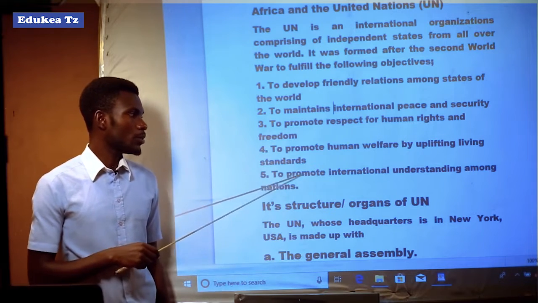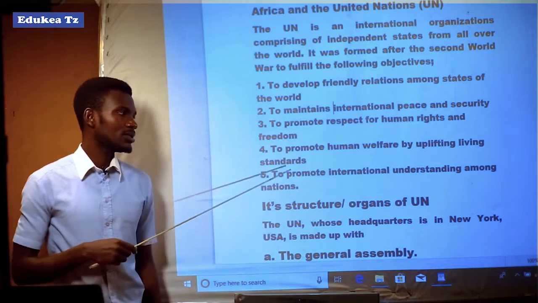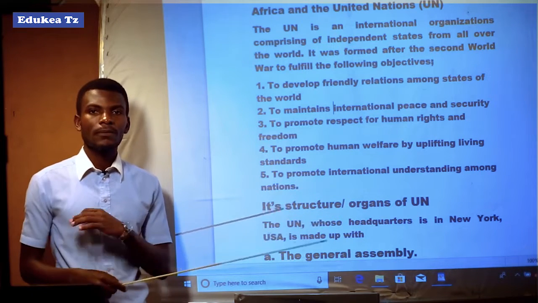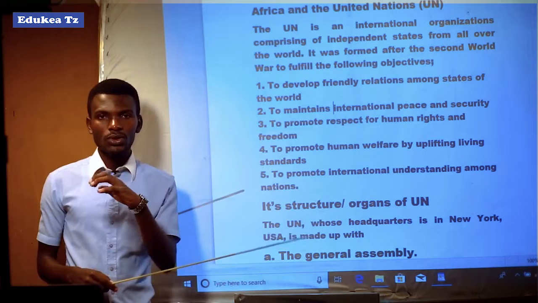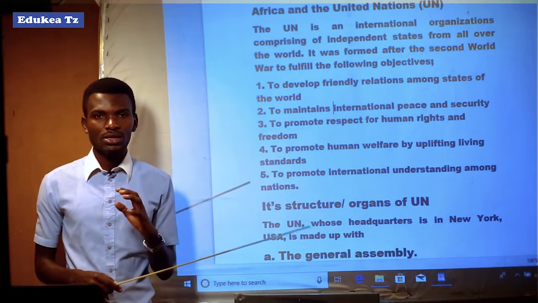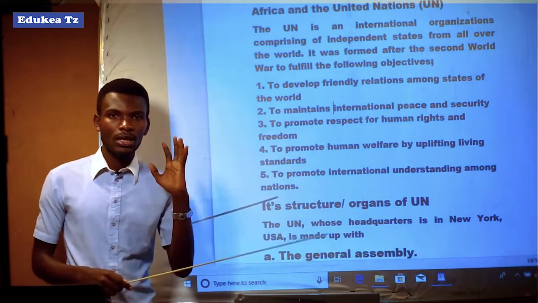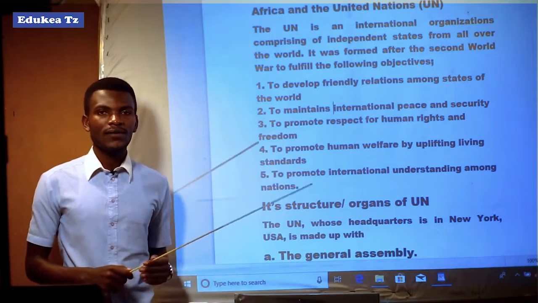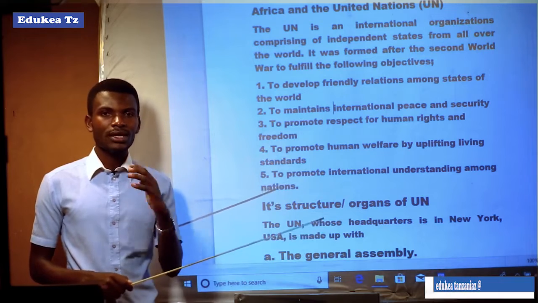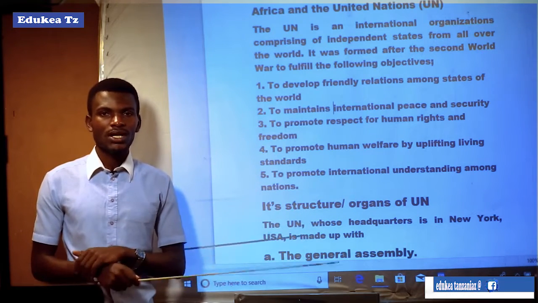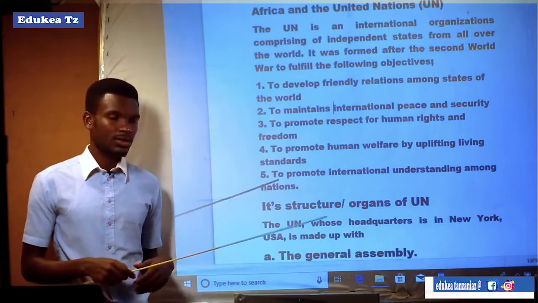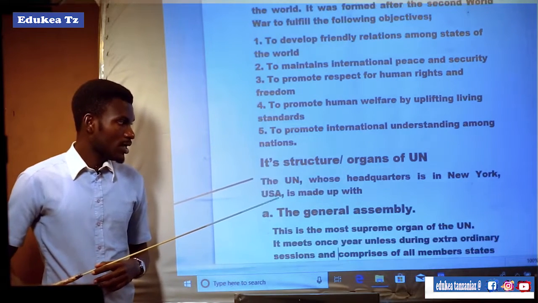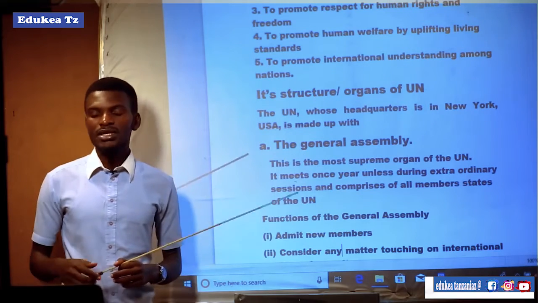Another was to promote international understanding among nations. It means that to promote international understanding among the nations is to settle the international disputes that exist between the independent states. So the UN stands there for solving the international disputes which arise in the world. So let us see the UN structure.